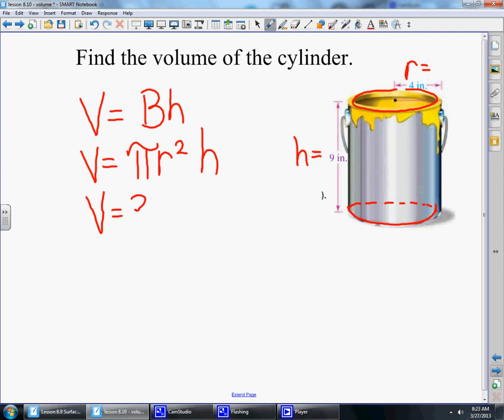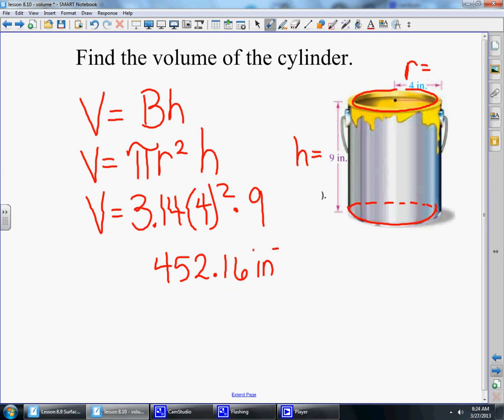So the volume is equal to 3.14 times the radius, which is 4 squared, times the height, which is 9. And I'm going to need a calculator for this. So 4 squared I know is 16, and then 3.14 times 16 times 9 is 452.16 cubic inches. So that's how much paint could fill that can.